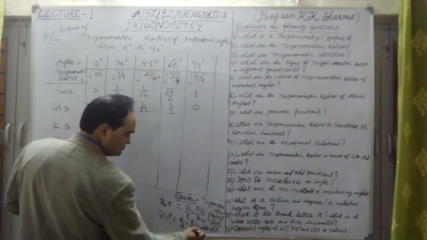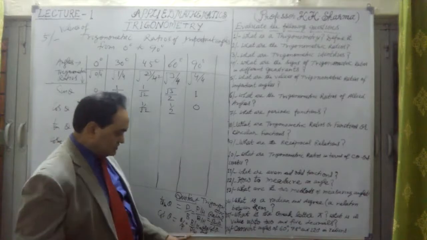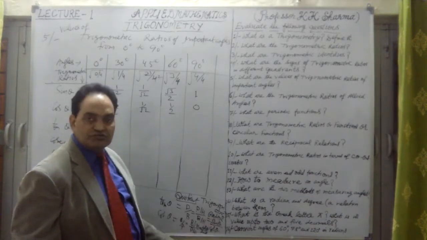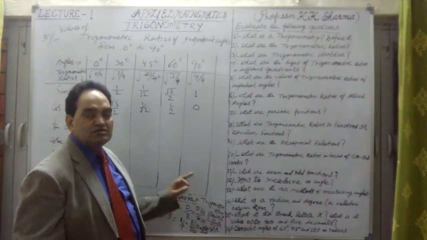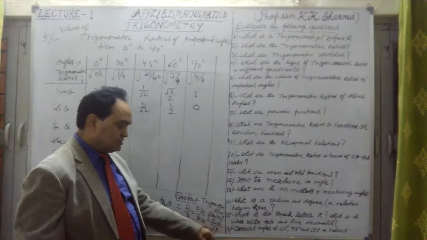Okay, cot theta is cos theta upon sin theta. Why? Because p upon h in the denominator is sin theta. In the numerator we have b upon h, which is cos theta. Cos upon sin is cot theta. Tangent is sin upon cos theta.